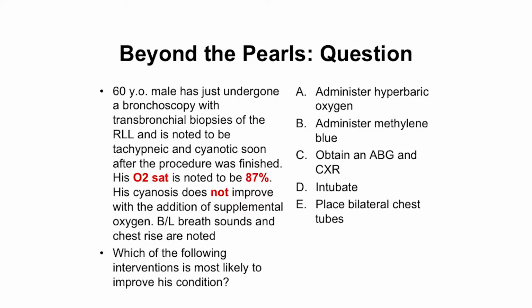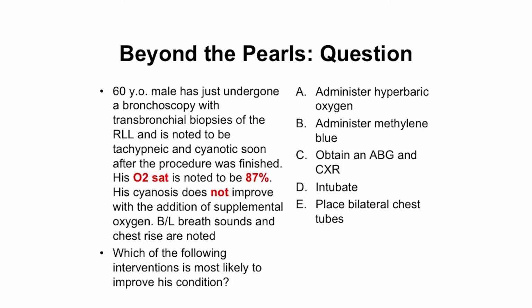But after the procedure, he's tachypneic, he's breathing fast. He's looking cyanotic. What did I do? His oxygen saturations are 87%. But you know what? Key teaching point. It does not, and let me say it one more time, does not improve with the addition of oxygen. Ooh. Breath sounds are equal bilaterally. The chest is rising. Which of the following interventions is most likely to improve his condition?